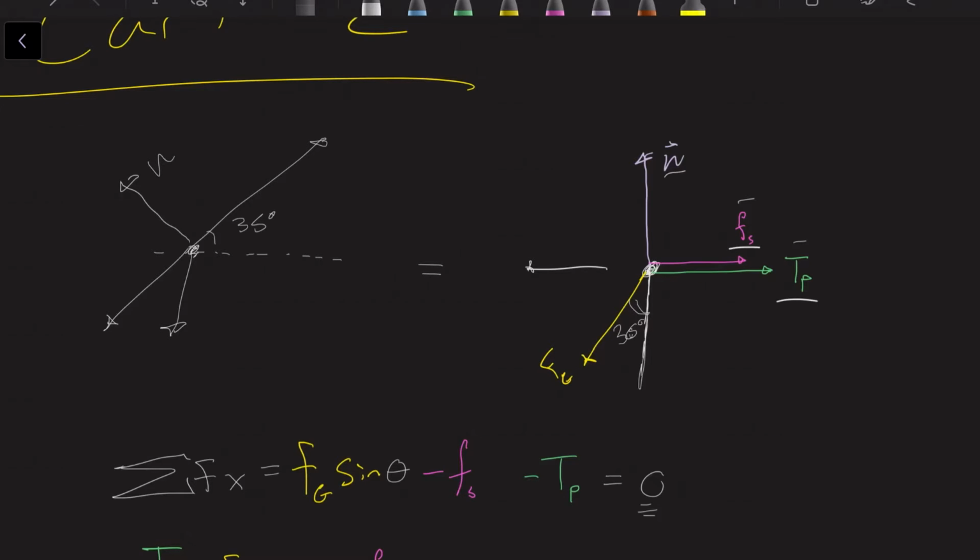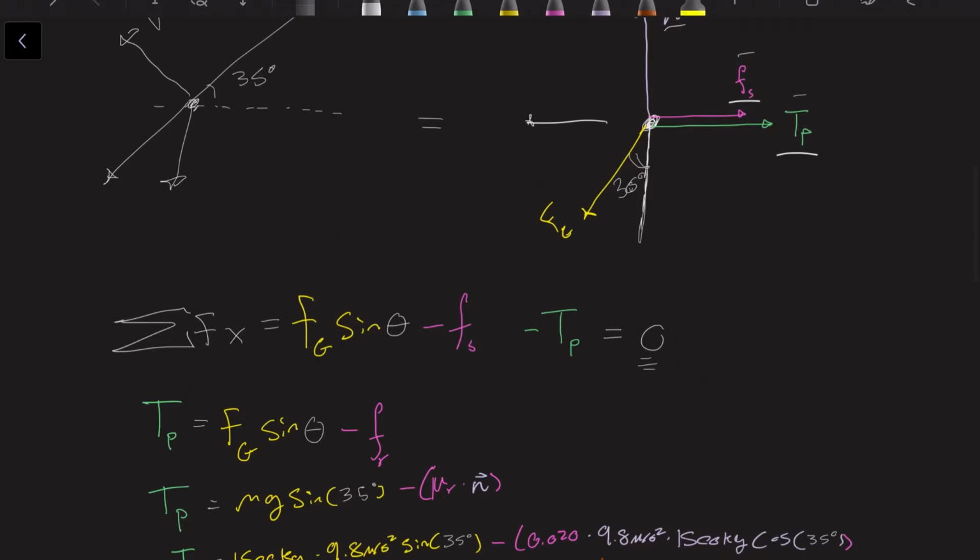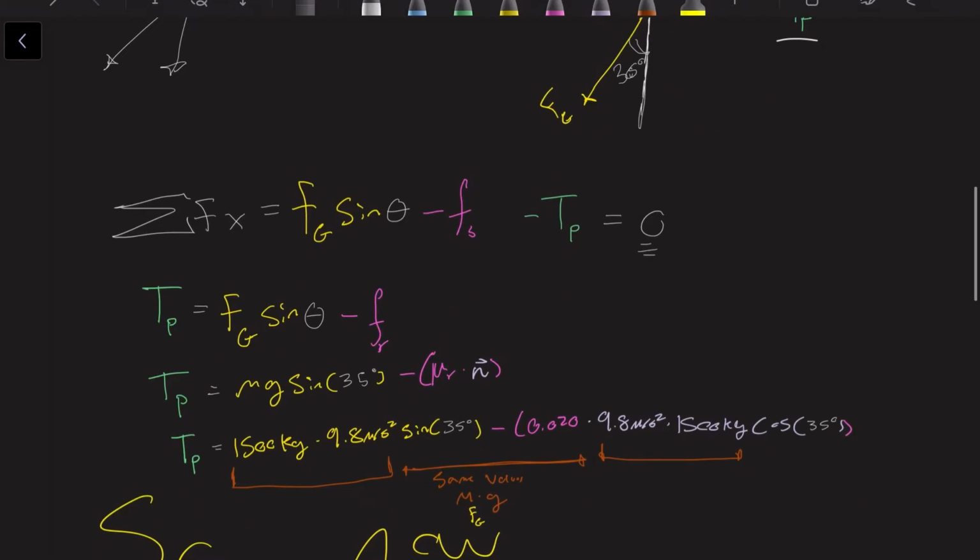So if we sum up in the x direction, we get this right here. We get the force of gravity sine minus the friction force minus the tension force should be equal to 0. We can then solve for this tension force, and this is the process of doing it, not numerically yet, but everything is plugged in as a number right now. And this should give us our tension between the two carts.